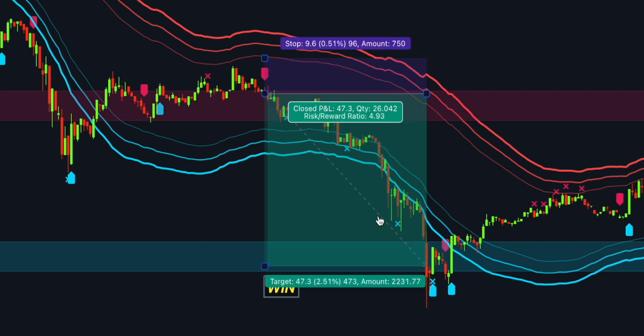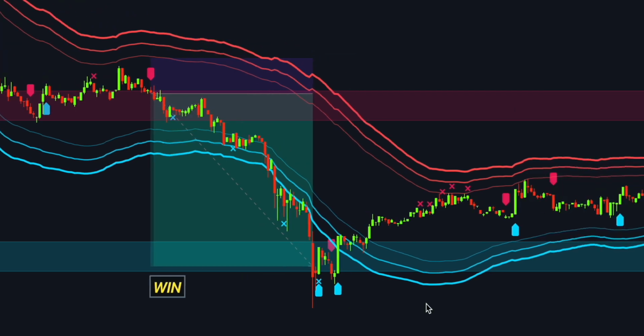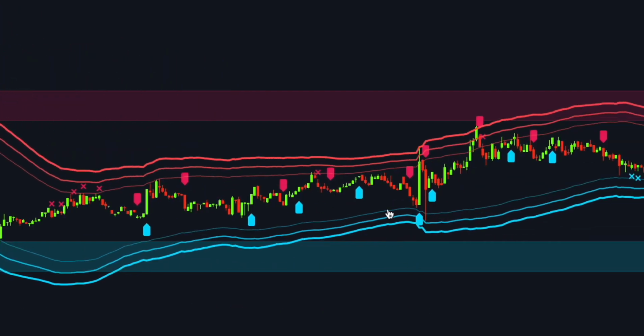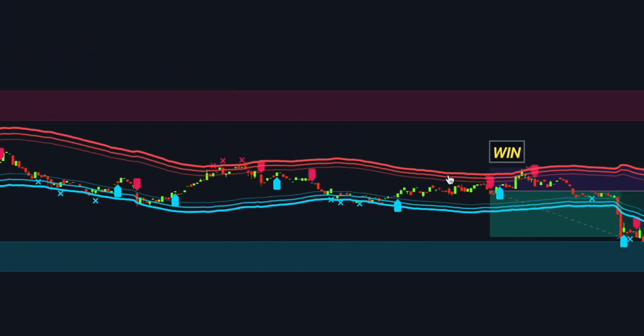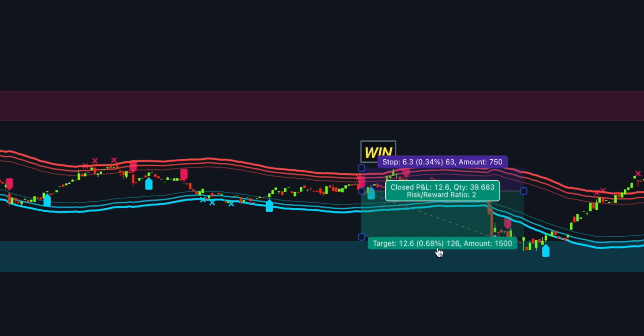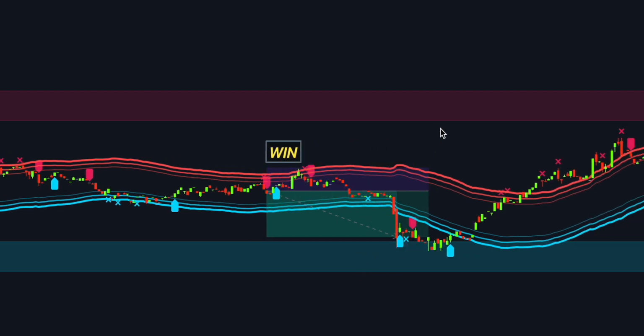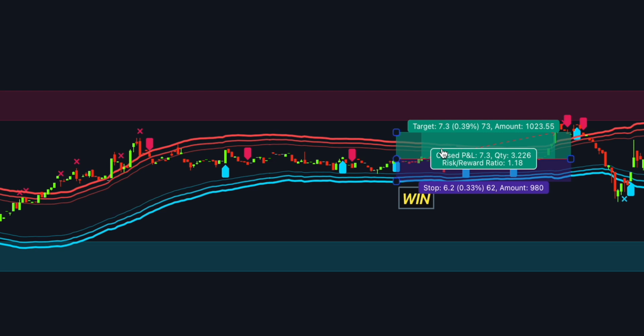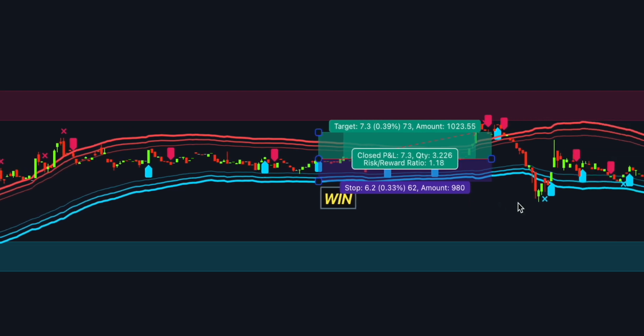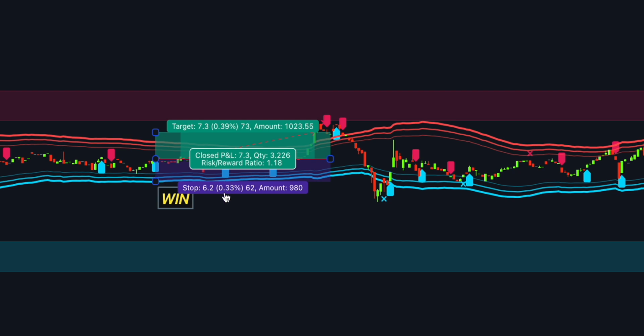A 2.5% profit was caught on this massive sell-off. Perfect timing. No signals during market consolidation. Another good profit was made on this short trade with a risk-to-reward ratio of 2 to 1. This long trade was also successful. With a leverage of 5 to 1, it could have made you at least 5% gain on the account.